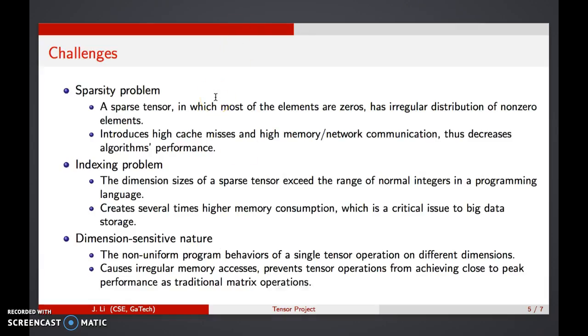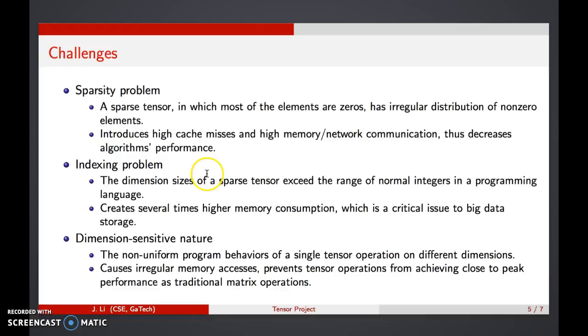There are three challenges for tensor algorithms. The first is the sparsity problem. A sparse tensor has an irregular distribution of non-zero elements. This sparsity introduces high cache misses and high memory or network communication, which are very time-consuming.